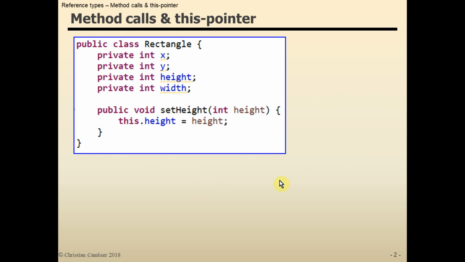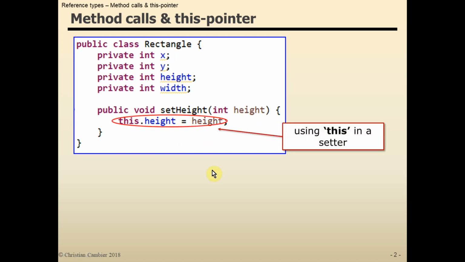The code I'll use consists of two classes: a rectangle class with four properties, x, y, height and width, plus a setHeight method. In that method, in order to set the height property of the rectangle, I need to use the this syntax, since both the parameter of the method and the name of the property bear the same name. So, using this in a setter.